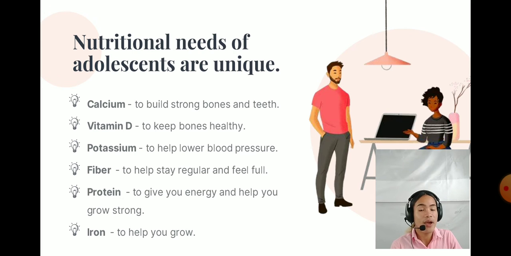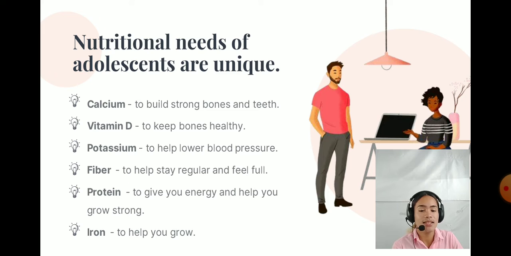Protein to give you energy and help you grow strong. Good sources of protein include peanut butter, eggs, tofu, legumes, chicken, fish, and low-fat meats. Lastly, the iron to help you grow.